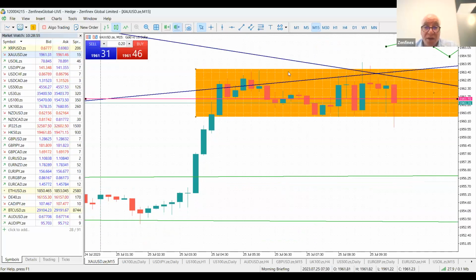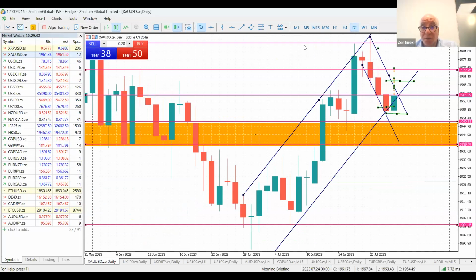So where are we on gold right now? We're trapped in this consolidation. How did we find this consolidation? We went all the way from a daily perspective, all the way down to a 15-minute. And from that, we're able to draw levels of support and resistance and look for an area of breakout.